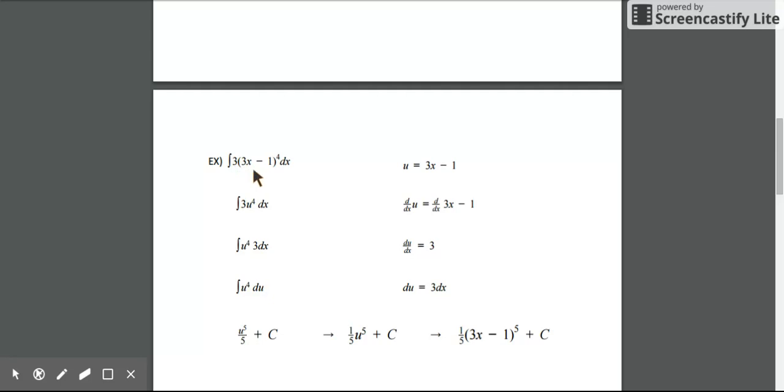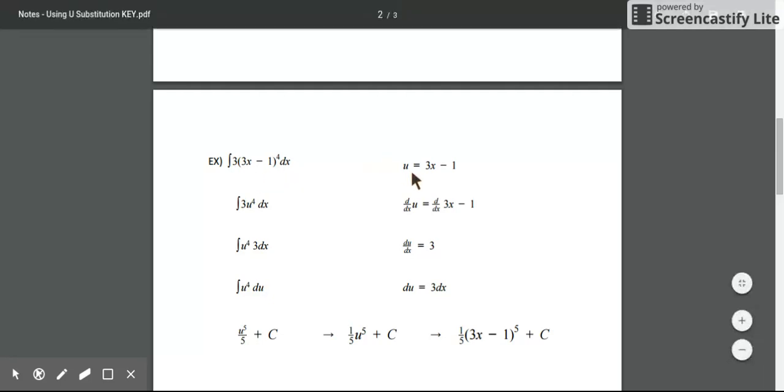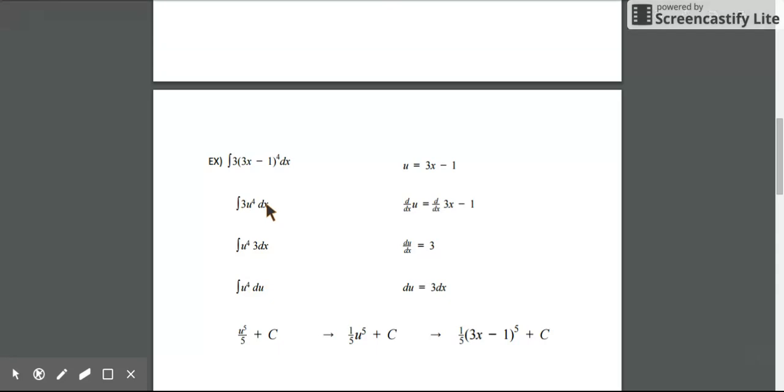So the first thing we're going to do is set that inside function equal to u. We could then substitute it and rewrite our function. Remember, before we integrate a function in terms of u, we got to make sure that we're doing it with respect to u. So now we got to substitute dx with du, or something in terms of du.